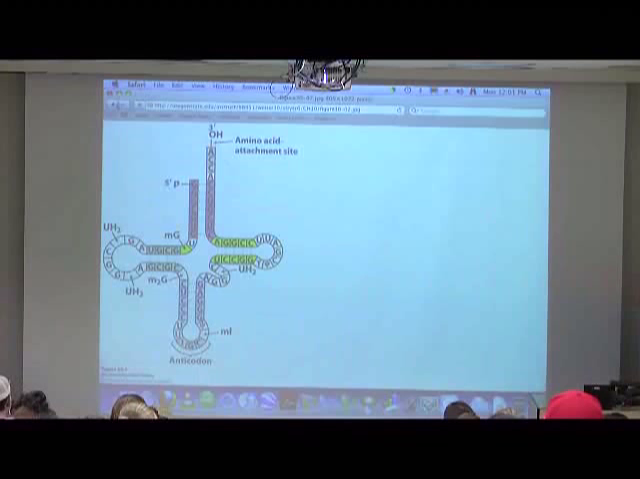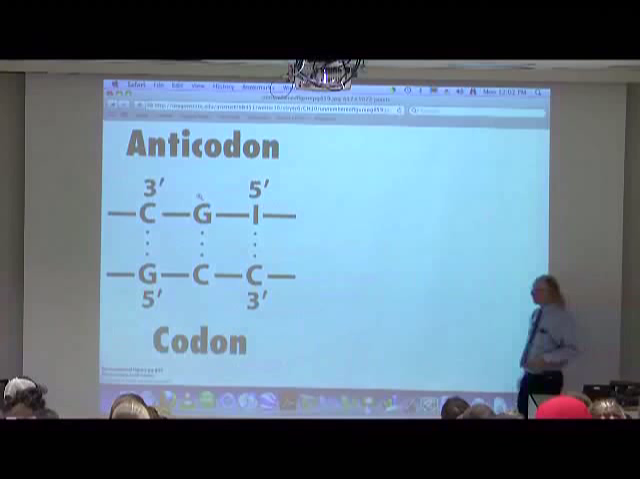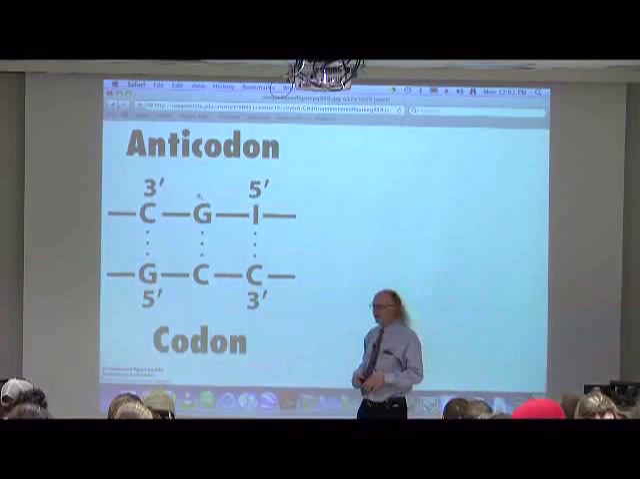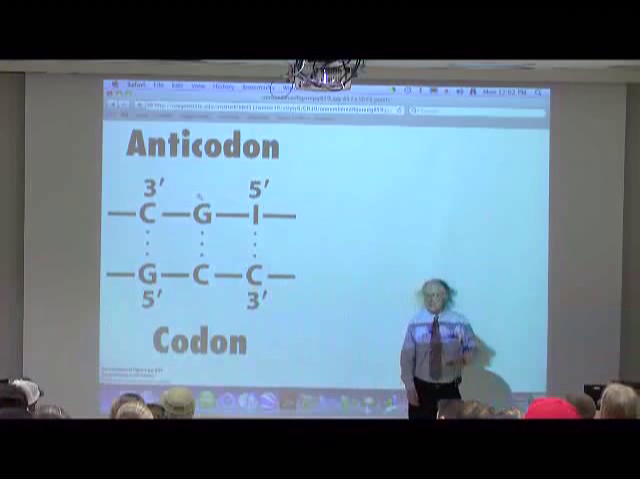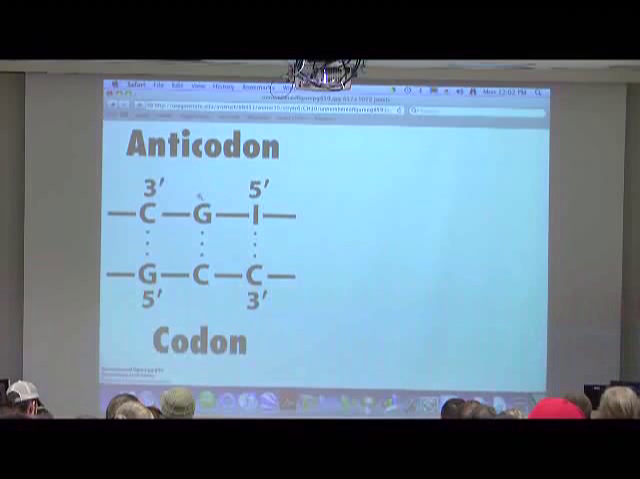A codon, of course, is a 3-nucleotide sequence. The genetic code is specified in 3-nucleotide sequences. 3 nucleotides correspond to 1 amino acid, and I'll say more about that later. And you can see the pairing that occurs here. You see the I, in this case, pairing with a C.